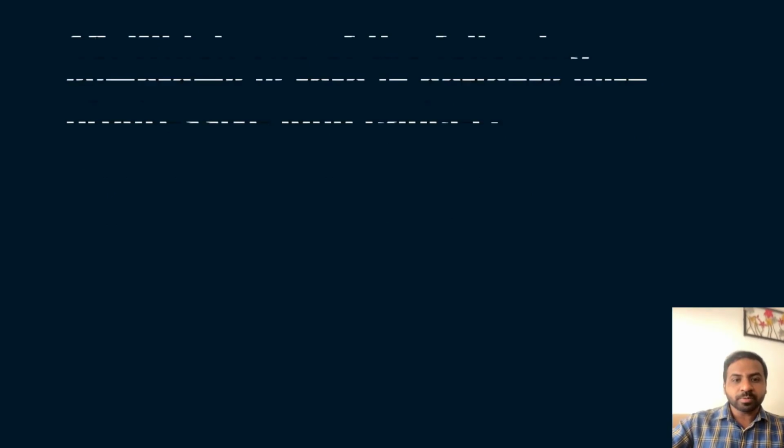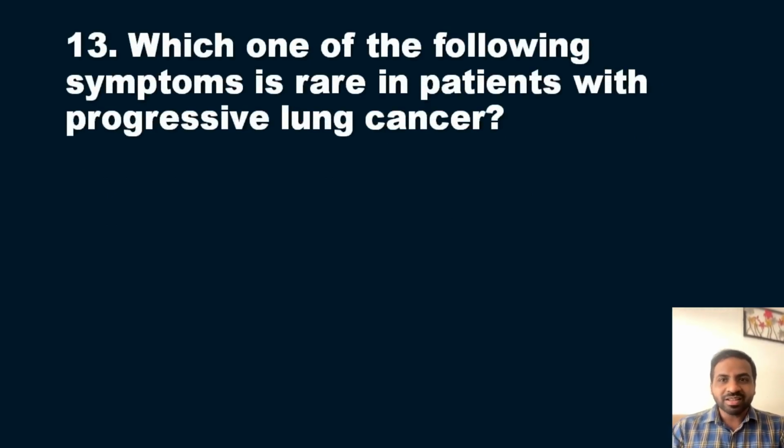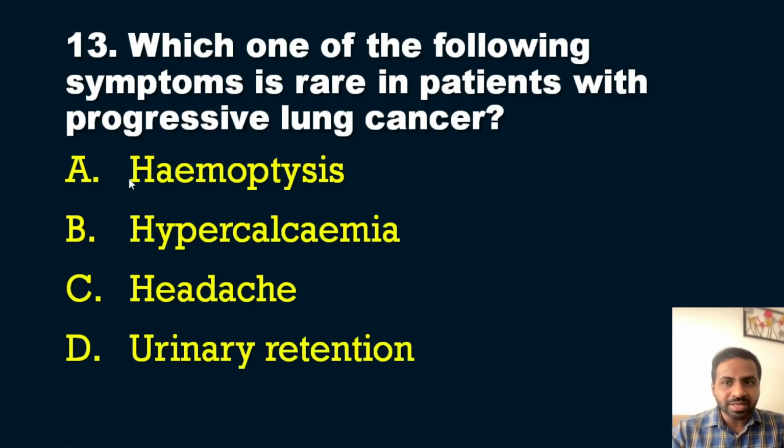And now we will move on to the 13th question in our series, that is regarding lung cancer. Which one of the following symptoms is rare in patients with progressive lung cancer? Just think about lung cancer and a chronic lung cancer patient, and which symptom is not present. That is the question asked, which is very rare in patients with progressive lung cancer. The options are: the first option is hemoptysis, the second option is hypercalcemia, the third option is headache, and the final option D, urinary retention.